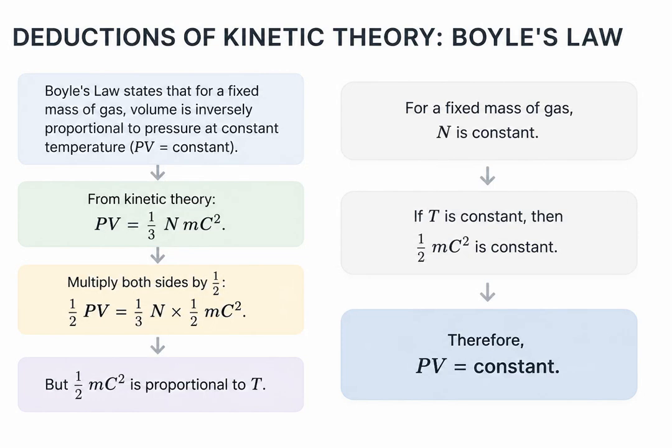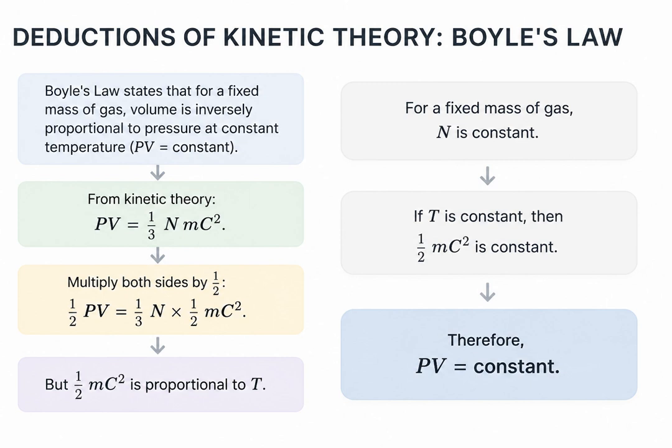Now we will see how the kinetic theory successfully deduces the empirical gas laws, starting with Boyle's law. Boyle's law states that for a fixed mass of gas at a constant temperature, pressure and volume are inversely proportional, meaning P times V is a constant. Starting from our kinetic theory equation, PV equals 1/3 nmc squared, we multiply both sides by 1/2 to reveal the kinetic energy term, 1/2 mc squared.